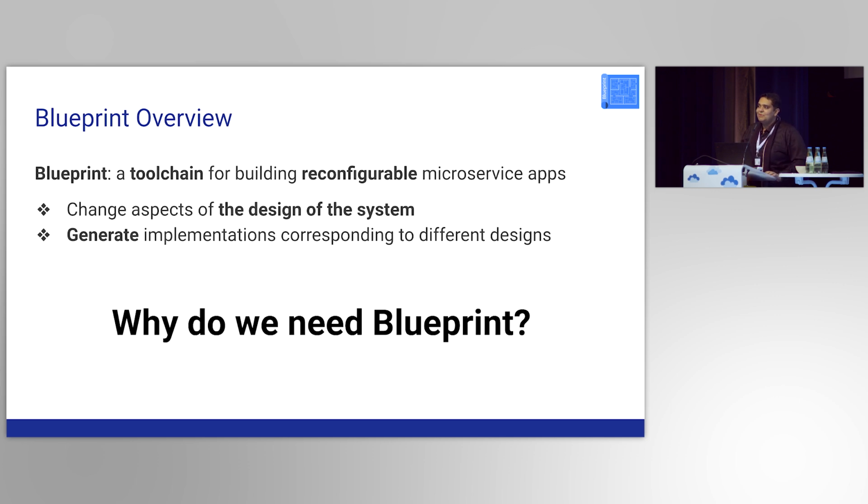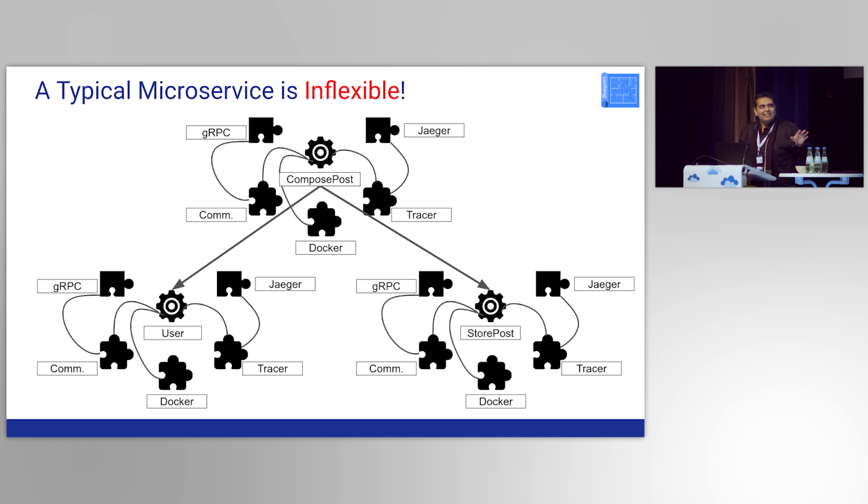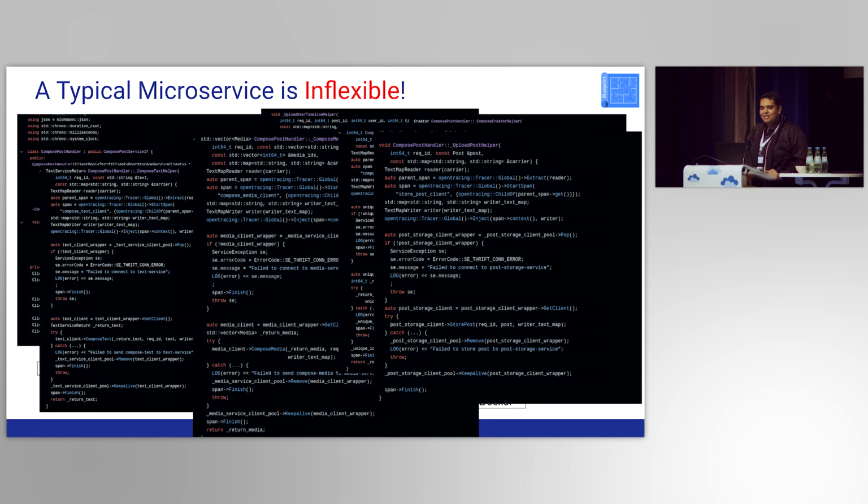Well, the answer to that question is that the application implementations today are inflexible. Let's see how exactly they're inflexible. So you might think that these things look neat and tidy, but in reality, an implementation of the service ends up looking a lot like this. If you find this daunting, then don't worry. This is just one part of one service in a popular open source microservice application. The actual implementation of the whole application is far more complicated.